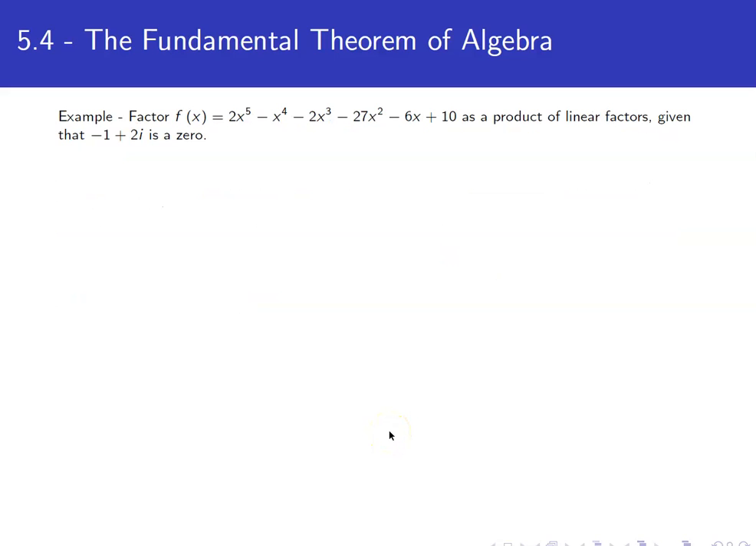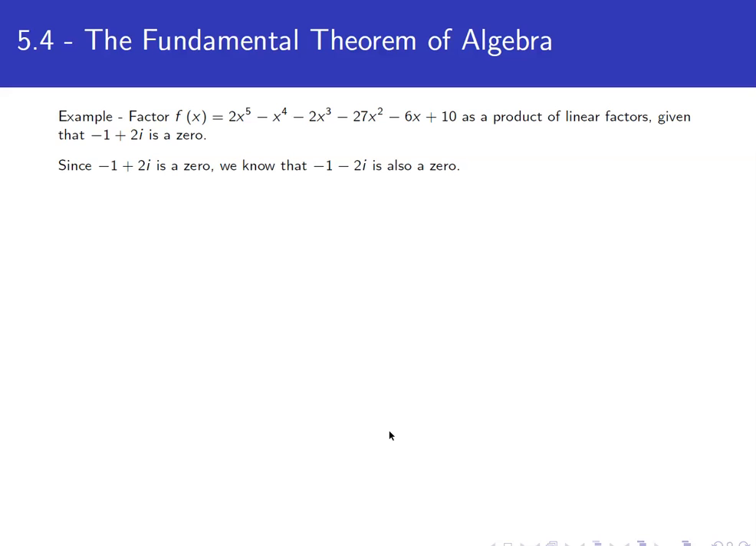All right, so let's put this into action. Let's say we want to factor the polynomial 2x to the 5th minus x to the 4th minus 2x cubed minus 27x squared minus 6x plus 10 as a product of linear factors. Now we're also given the fact that negative 1 plus 2i is a 0. So we can use that to know that we already have two zeros. Negative 1 plus 2i is a 0, so negative 1 minus 2i is a 0.